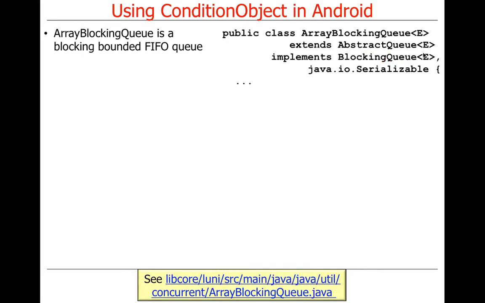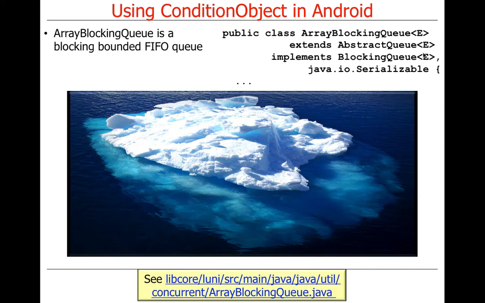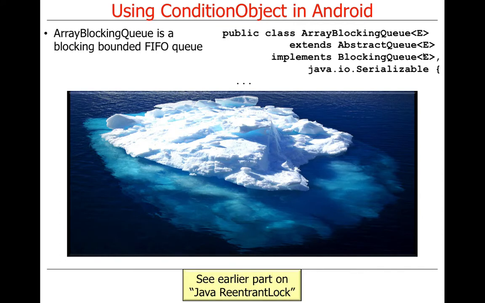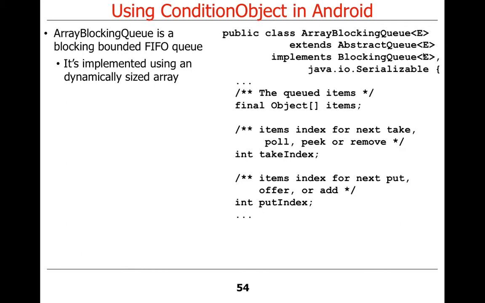Here's the source code. That's what we're going to look at. We're just going to look at some of it, not all of it. We're going to look at the stuff, surprise, surprise, that relates to condition objects. We have previously looked at the code that related to acquiring and releasing reentrant locks. So we're not going to spend much time on that. That was covered in the earlier video.